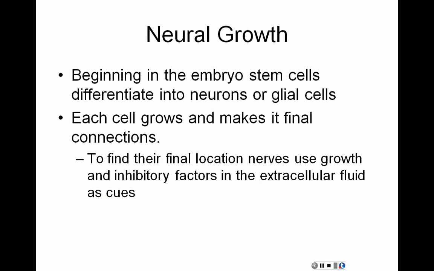Okay, a little bit about neural growth. So nerves begin to grow very early on. That's one of the very first structures you're going to get in embryonic development. In the embryo, the stem cells are going to differentiate into neurons or glial cells. Again, if you go back to histology, we said glial cells are support cells. Okay, neurons make a mess, they need some help, they need help cleaning up. That's the job of a glial cell. Each cell is going to grow and make its final connection due to different inhibitory or growth factors located in the extracellular fluid. So how did that nerve from your spinal cord know how to get to your big toe? It followed a bunch of growth cues in order to make its final destination.